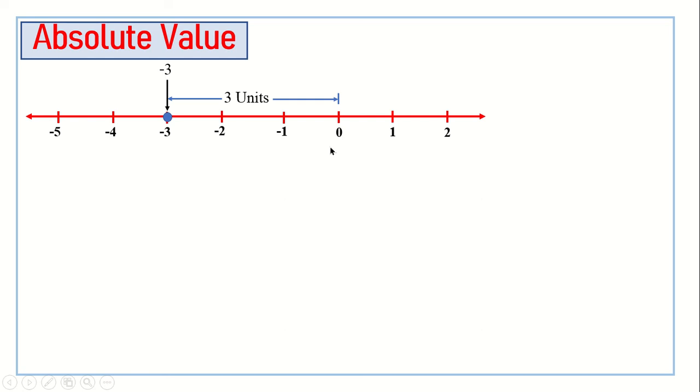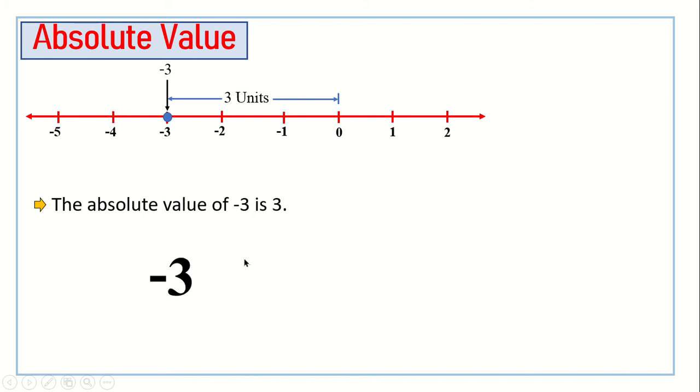So, what is absolute value? It is the distance between 0 and that integer. So, if I talk about the absolute value of negative 3, then I need to find out how many units do I have from 0 to negative 3. I can see that there are 3 units. Then the absolute value of negative 3 is 3.